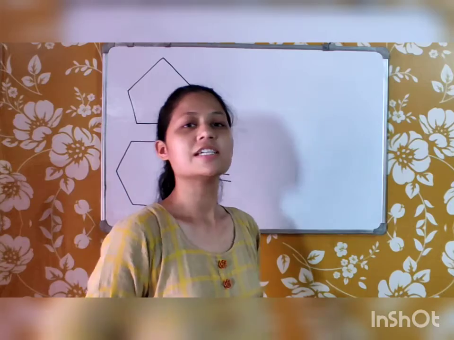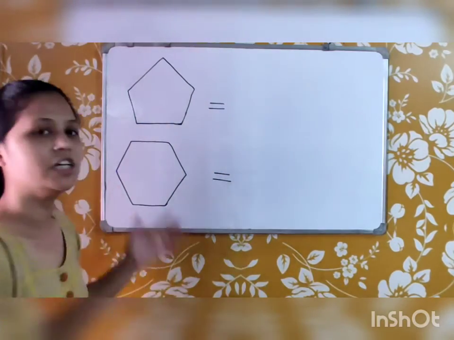All are doing well. This video is for class 3 children. Here we are going to discuss chapter number 5 and this is part 4 of the video. So let's begin. Let's first start from understanding some of these shapes.